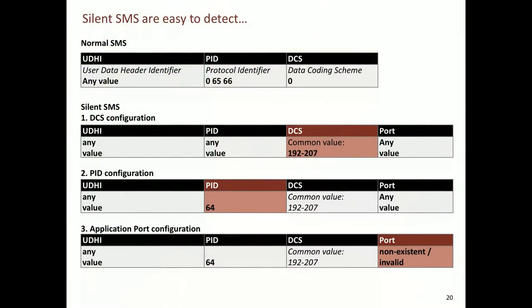But there is this feature in the standard. This feature is used, for example, by iMessages, all the i stuff, voicemail, other applications that are running on your mobile, and they use a specific port addressing, like the internet ports, let's say. And if you use such an addressing to a port that doesn't exist, your mobile doesn't know what to do with that, and it discards the message. So you can use one of those ports as well to make an SMS invisible.